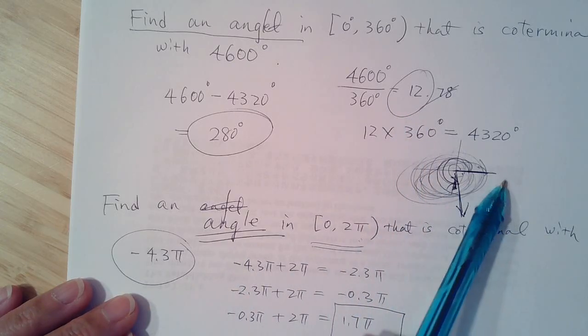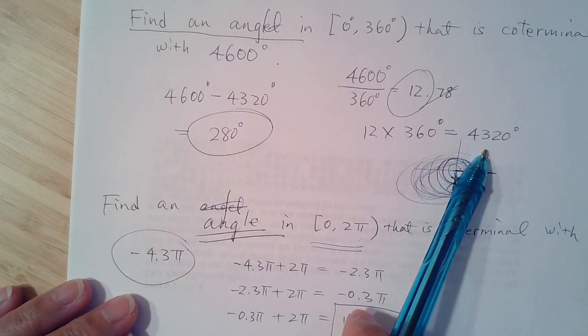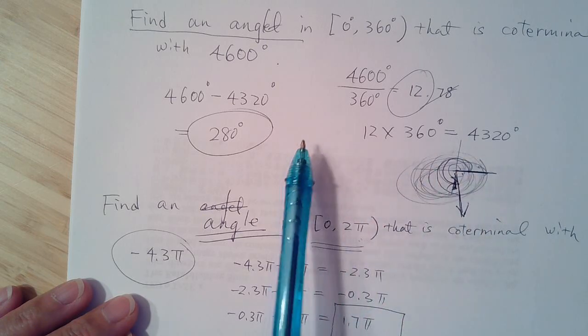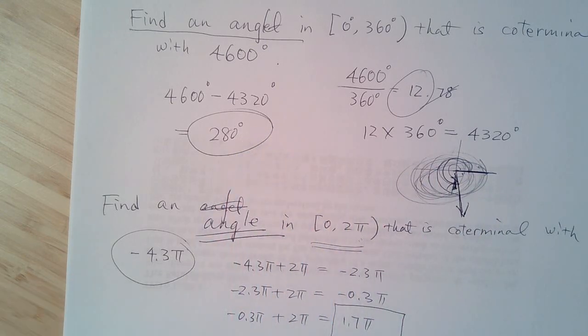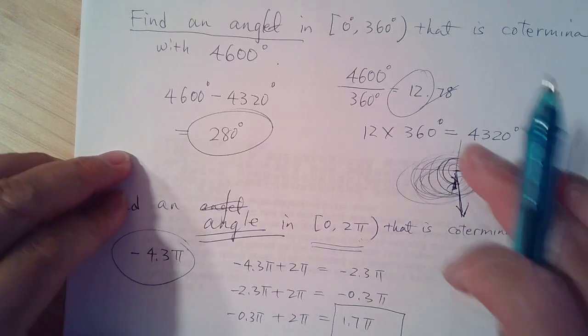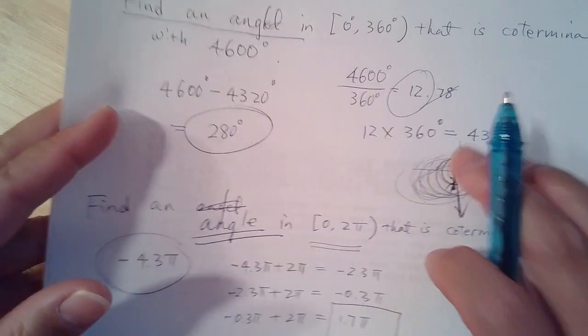But I already know that I have to subtract 12 of them by doing a little calculation here. And I have to subtract 4,320 degrees. So I just take a quick shortcut to get that. Okay. All right. So this is about the coterminal angle.